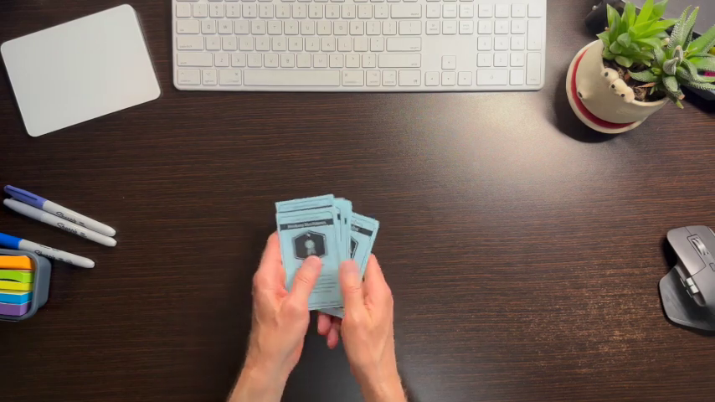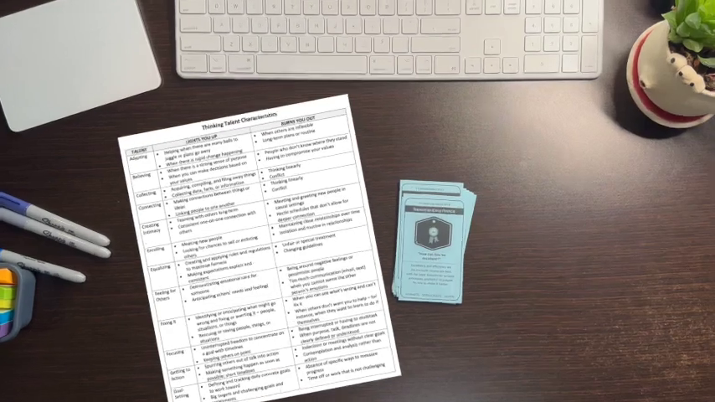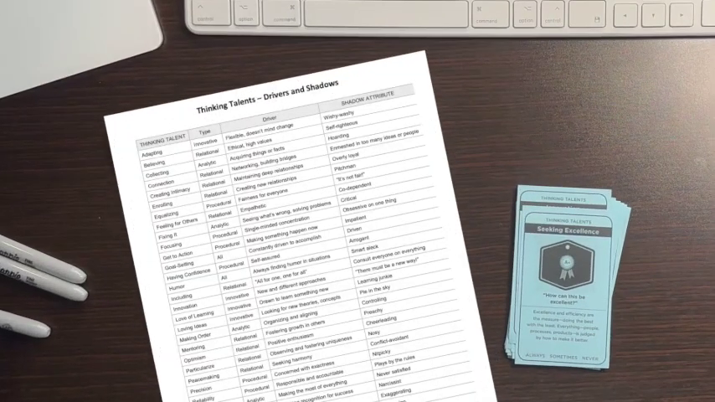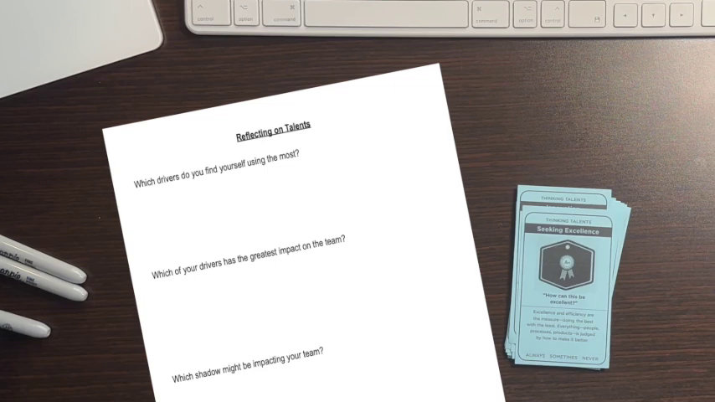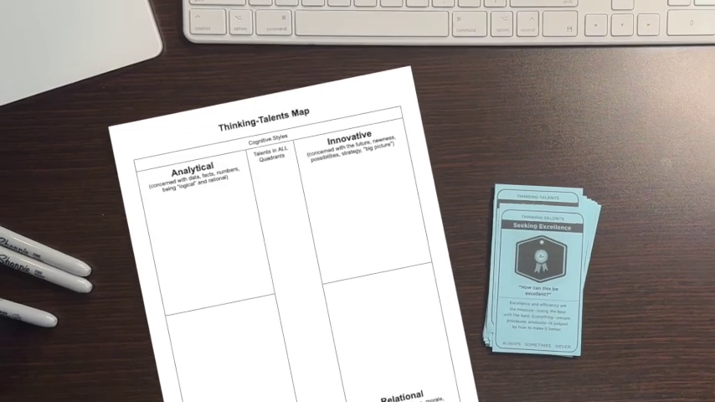Let's start with all the resources that you're going to need for this protocol, and I'll provide a link to those resources in the show notes. You're going to need a set of 35 individual talent cards. You're going to need reference documents such as talent characteristics, as well as the drivers and shadows document, and some reflective questions. You'll also need the talent map, as well as a blank map.